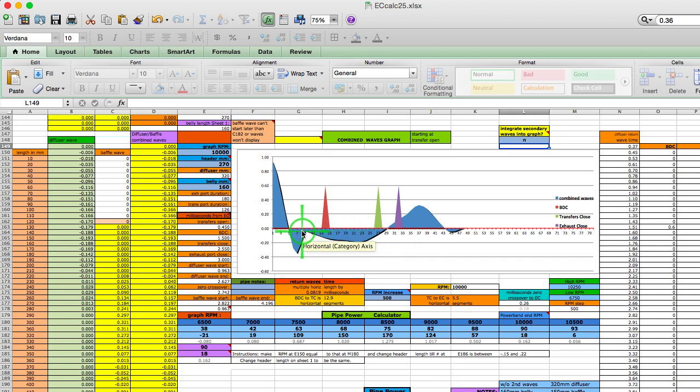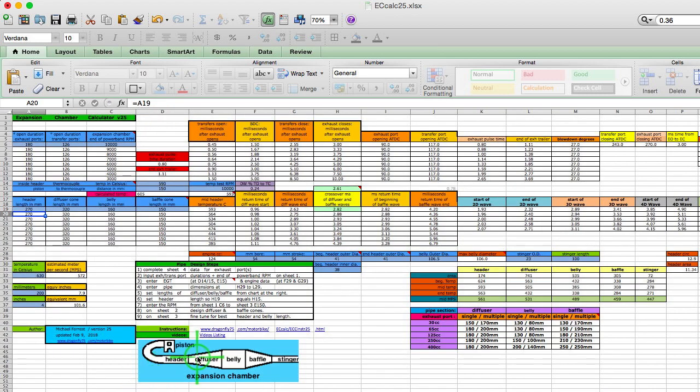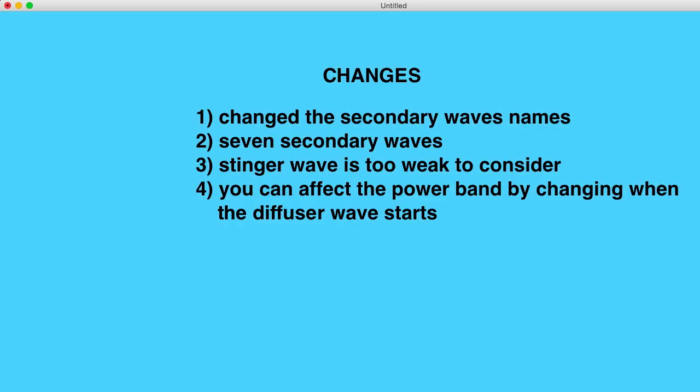So if that diffuser wave started late, then the secondary wave would start late, and it might encroach upon the time between TC and EC when you want a pressure wave. You want this pressure wave here. So you don't want a vacuum wave happening here. So you want to make that diffuser longer than what I previously thought would be ideal. So let me show you what I found out.